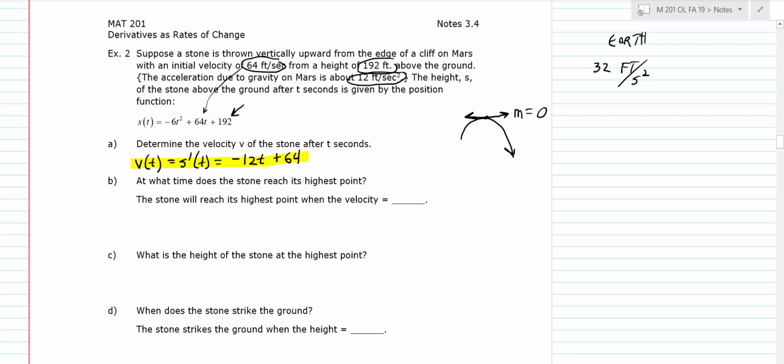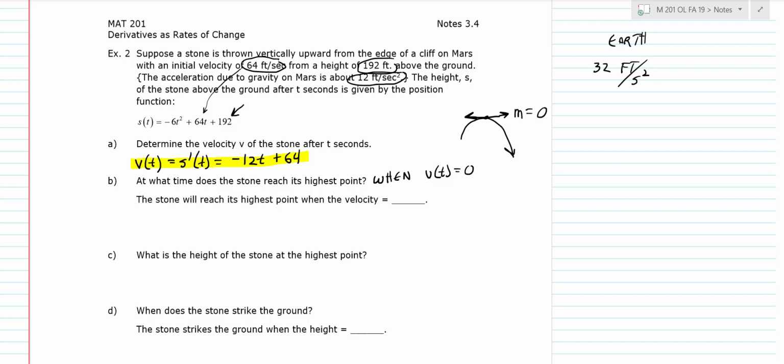So basically, at what time does the stone reach its highest point? Well, first of all, it happens when the velocity is 0. Because think about what's going to happen. For that instant in time, the stone is not traveling, it's traveling at 0, then it starts picking up speed as it goes towards Mars.